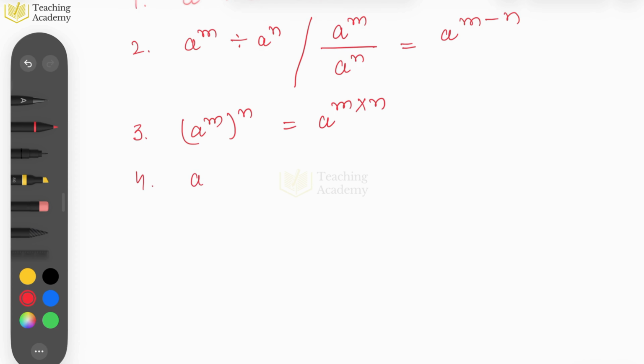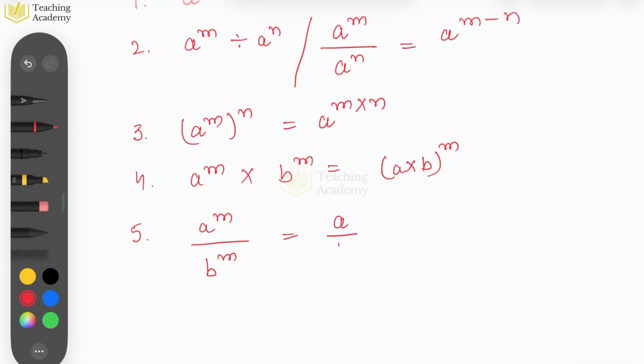Fourth one, a to the power m times b to the power m. Now you can see that the bases are different but the powers are the same. So we'll follow the same thing, but we'll be multiplying the in-between part and making a whole power m, right? Similarly, we can do it in the division form as well. When you have a to the power m over b to the power m, that gives you a over b to the whole power m.